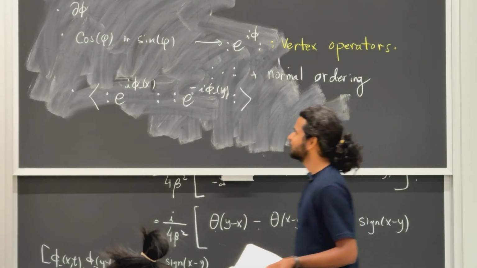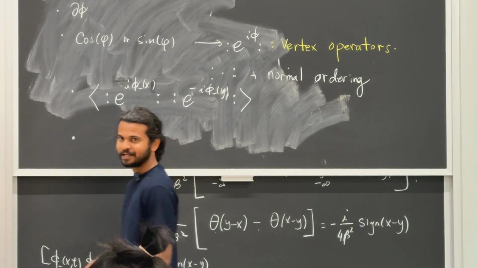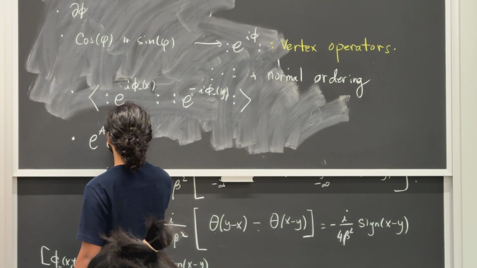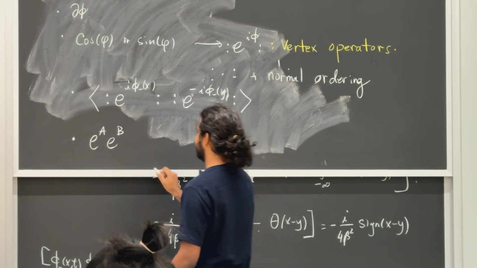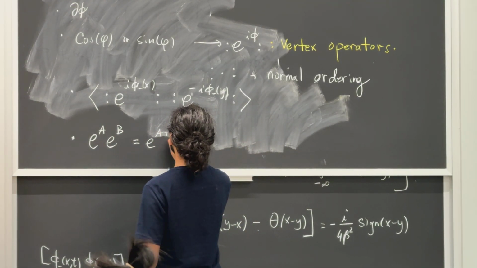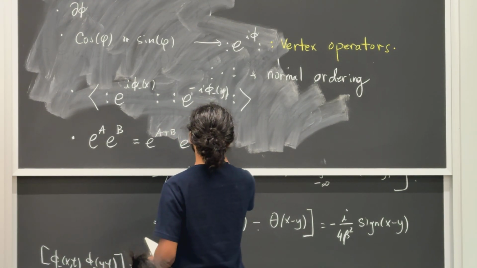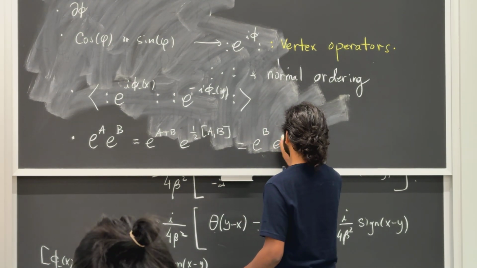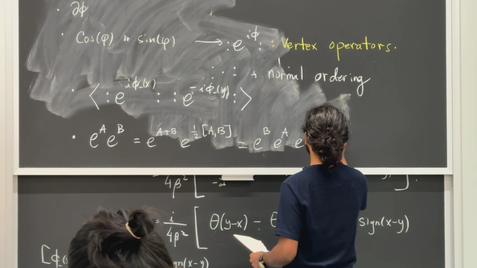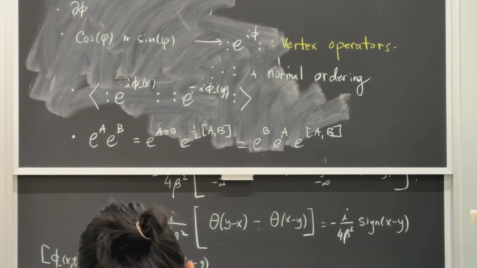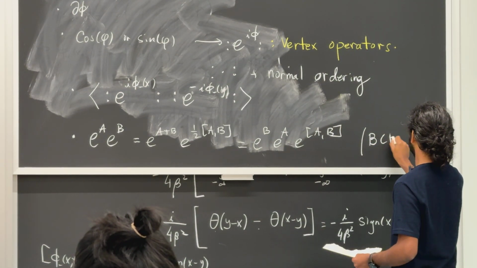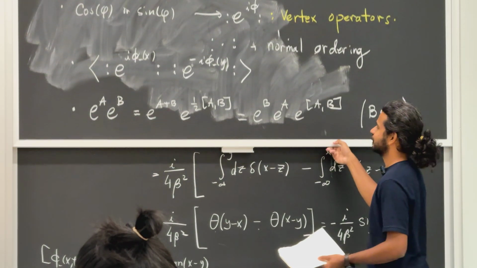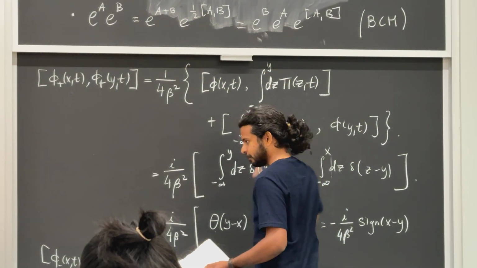Now we go back to basic quantum mechanics lessons and recall the BCH identity. e to the A plus B equals e to the A e to the B e to the half commutator, or I can flip them around, e to the B e to the A at the cost of a commutator. That's the BCH: Baker, Campbell, and Hausdorff.